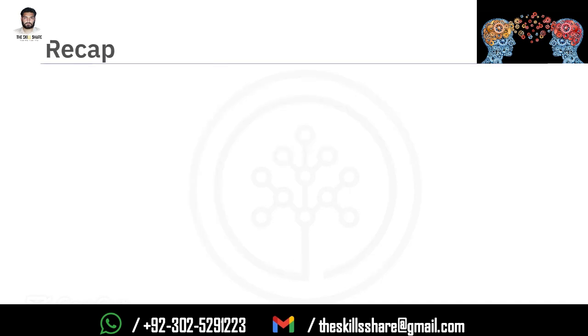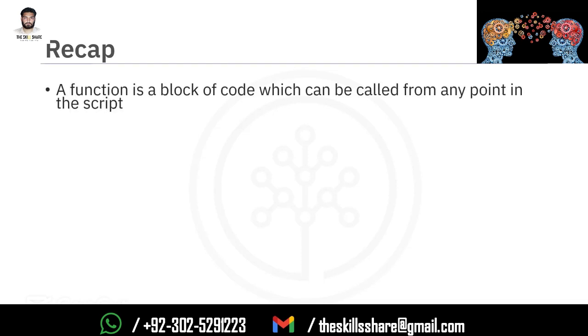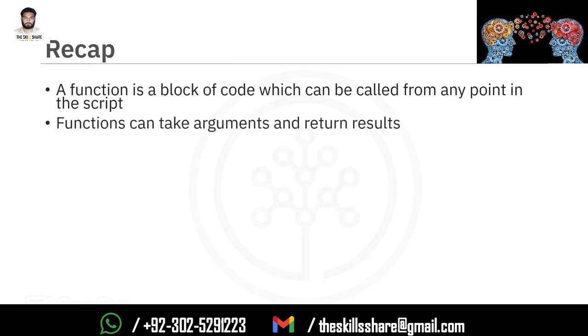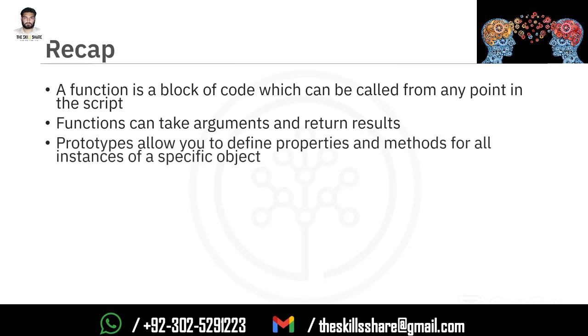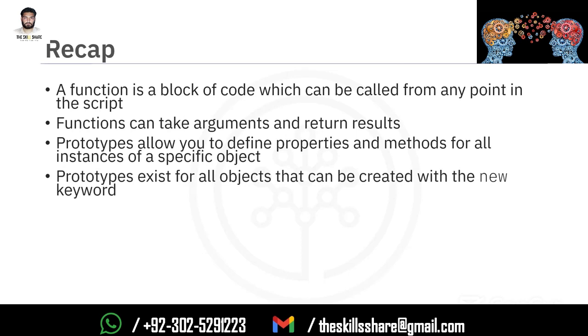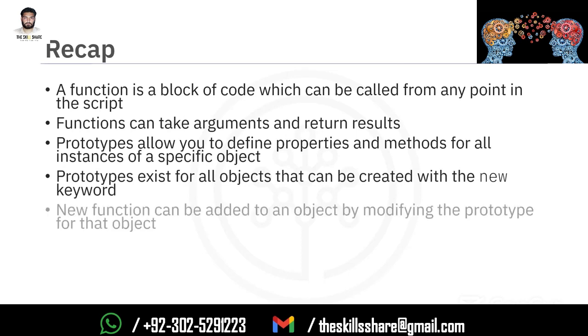In this video, you learned a function is a block of code which can be called from any point in a script after being declared. Functions can take arguments passed as parameters and can return results. By using prototypes, you can easily define properties and methods for all instances of a specific object. Prototypes exist for all JavaScript objects that can be created with the new keyword. To add a new function to the template for the object, modify the prototype for the object.